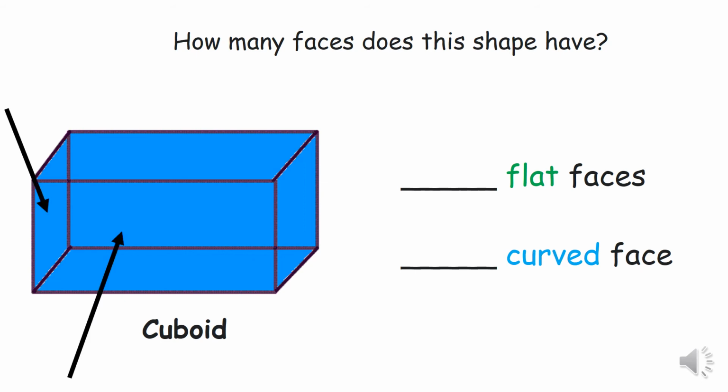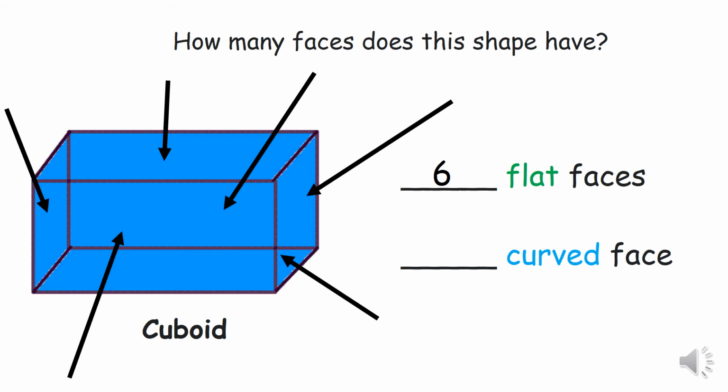1, 2, 3, 4, 5, 6. 6 flat faces, 0 curved faces. This is the same as the cube, so they have very similar properties.